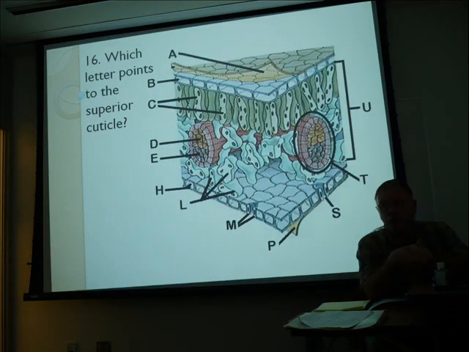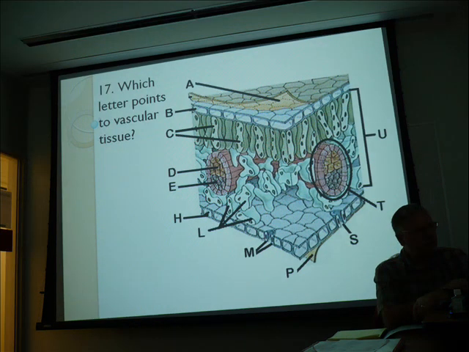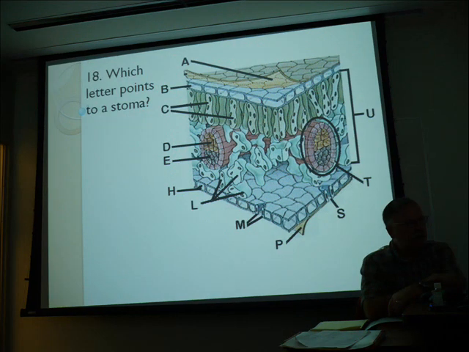Superior cuticle. A. A as an apple. No, I ain't got an X. I think A. My mistake. Vascular tissue. T, as in thumb. That's the one we change to U. Where's that stoma? S. It's S. It just happens that S was right. I don't often have them agree like that.